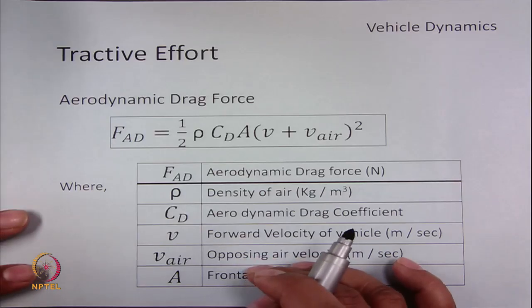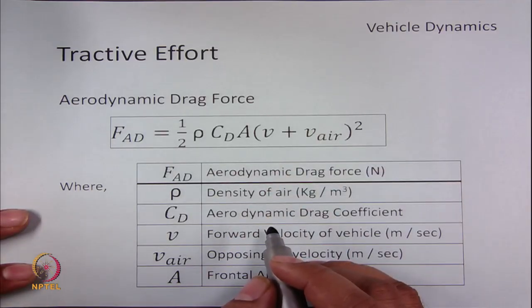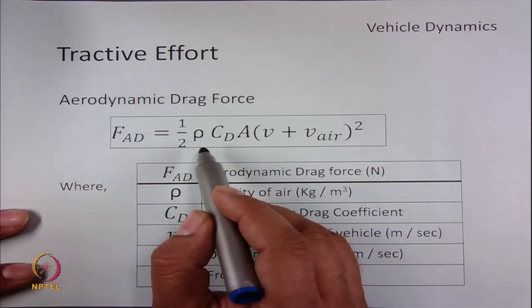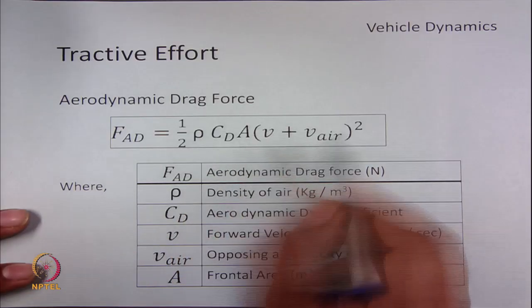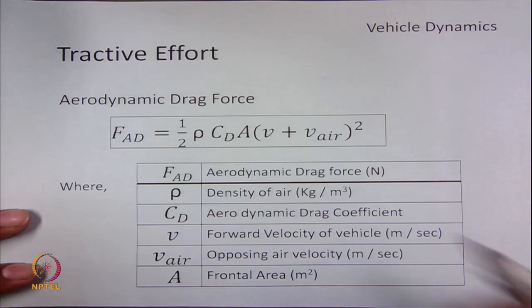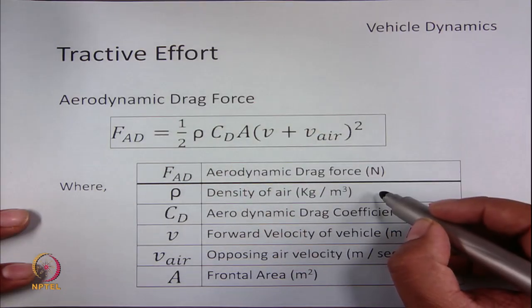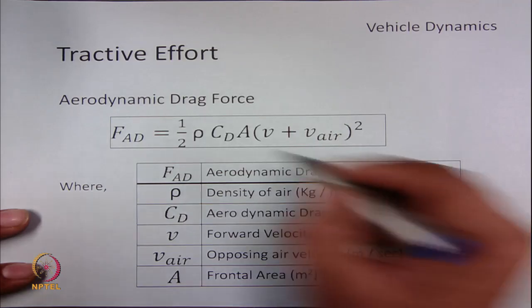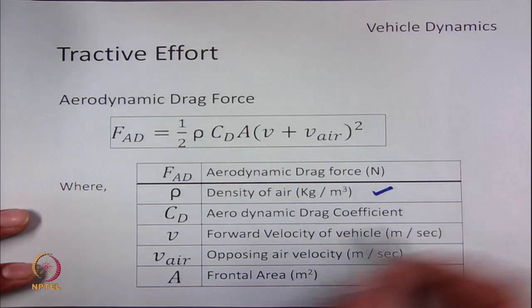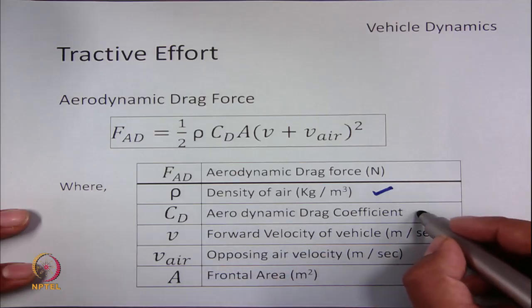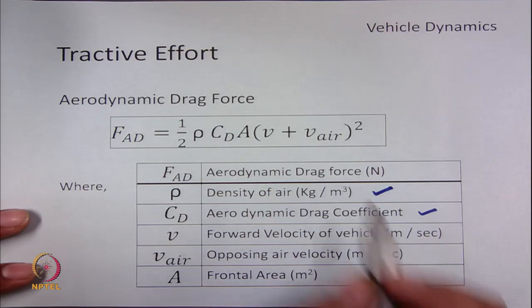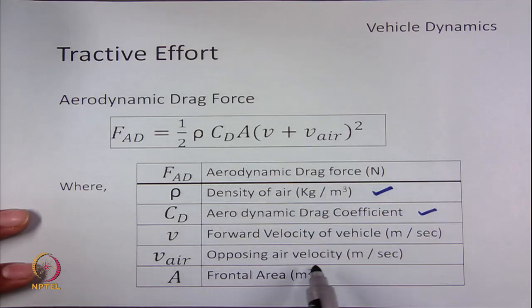So, if we try to put the force due to aerodynamic drag in a form of equation, it will be like this. F_AD is half rho C_D A and square of velocity of the vehicle plus velocity of the air. So, this rho is density of air in kg per meter cube. C_D is a coefficient which depends on a lot of vehicle design parameters, which is known as aerodynamic drag coefficient. V is forward velocity of the vehicle in meter per second, and V_air is the opposing air velocity in meter per second.